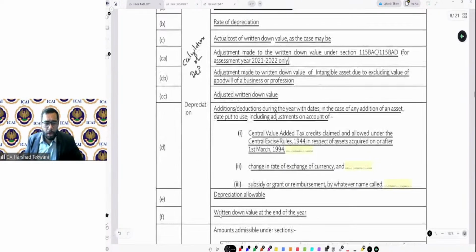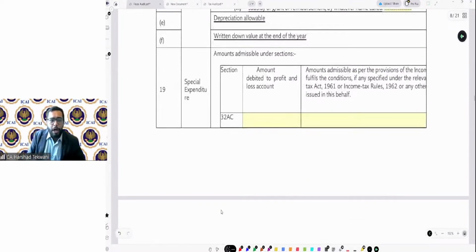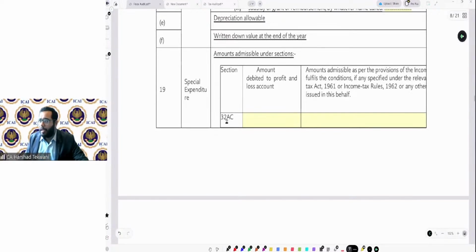Okay. Clause 19 talks about amount admissible under various sections. Now these sections are 32AC. If I talk line by line about each of the sections, I'll just provide you the brief, rather than going into the detail of each and every section. So section 32AC, basically, these are the special sections.